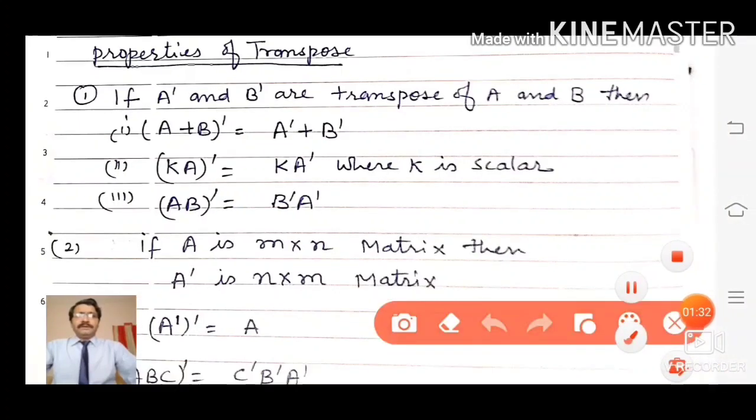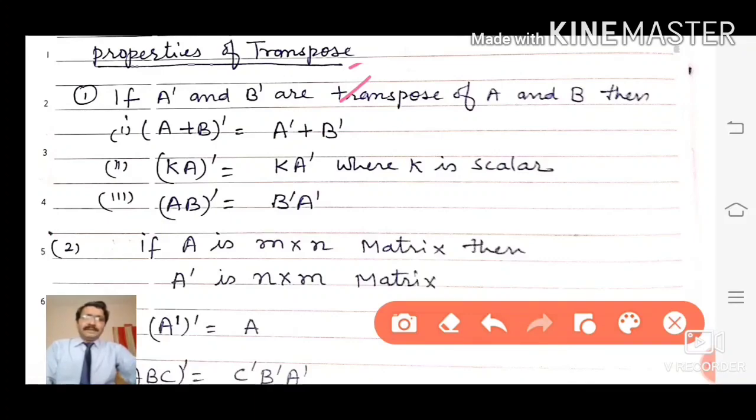Now we'll do the properties of transpose. In the properties, A dash and B dash are the transposes of A and B. Then (A plus B) transpose equals A transpose plus B transpose. Next, second, (KA) transpose equals K times A transpose, where K is a scalar. (AB) transpose equals B transpose A transpose.